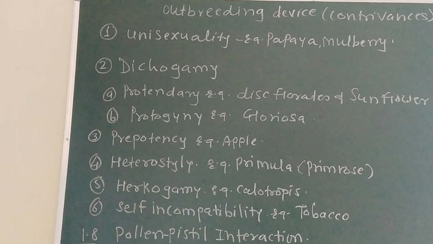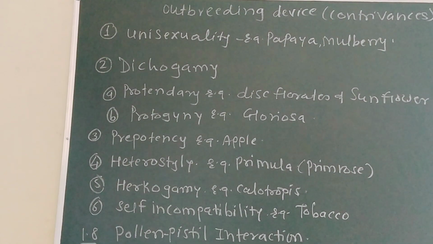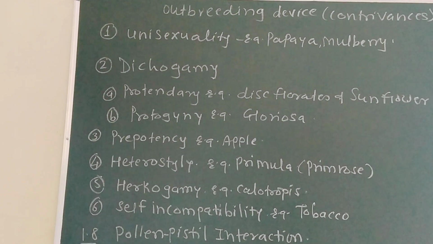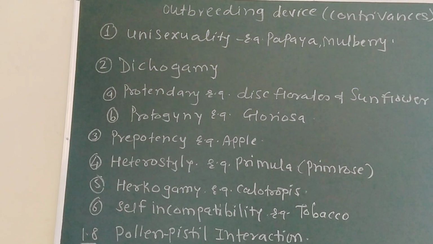Now we will study the pollen-pistil interaction. It is the interaction of pollen grains with the stigma. It begins with pollination and ends with fertilization. All the events from the deposition of pollen grains on the stigma to the entry of the pollen tube into the ovule are referred to as pollen-pistil interaction.